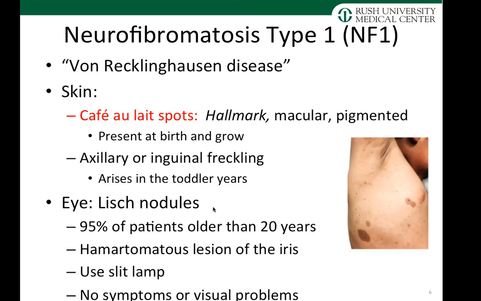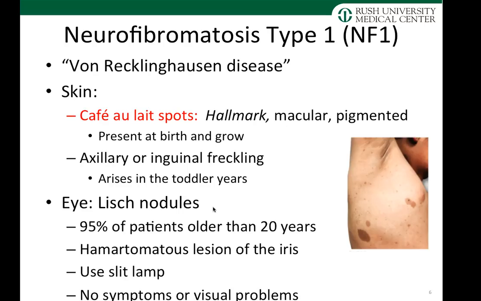Another characteristic skin feature in patients with NF1 is axillary or inguinal freckling. Usually this arises in the toddler years, and that's why you can see this particular patient, she's actually a girl, is holding her arm up, and you can see she's got freckling in the axillary area, which is unusual for somebody even who has a lot of freckles.